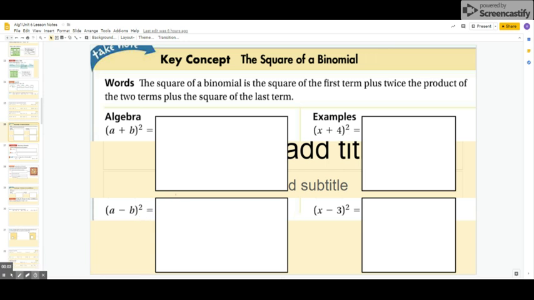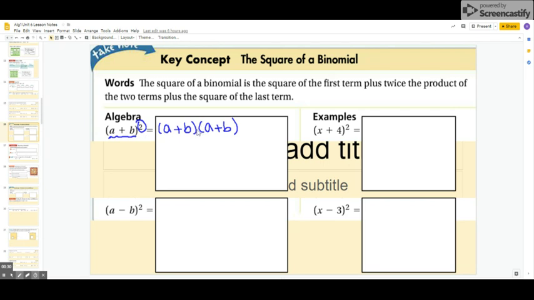Right now, we're going to find the square of binomial. So when you have a perfect square, the square of binomial, you're going to multiply a plus b twice. So this is what you're going to do. I may give you the formula, but I don't want you to memorize it. So we multiply a plus b twice.